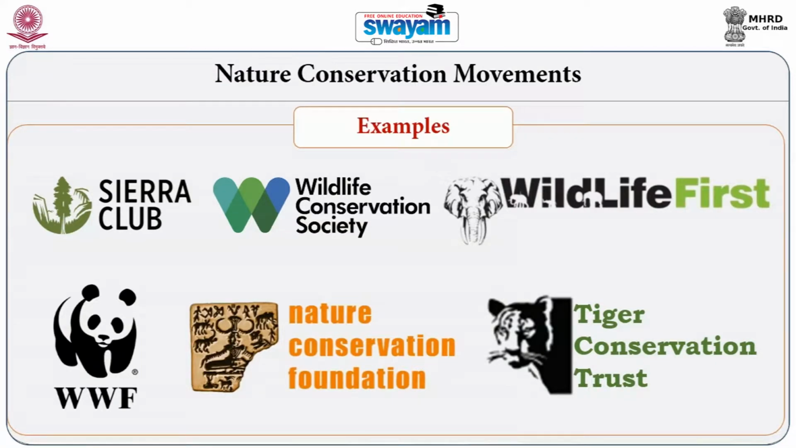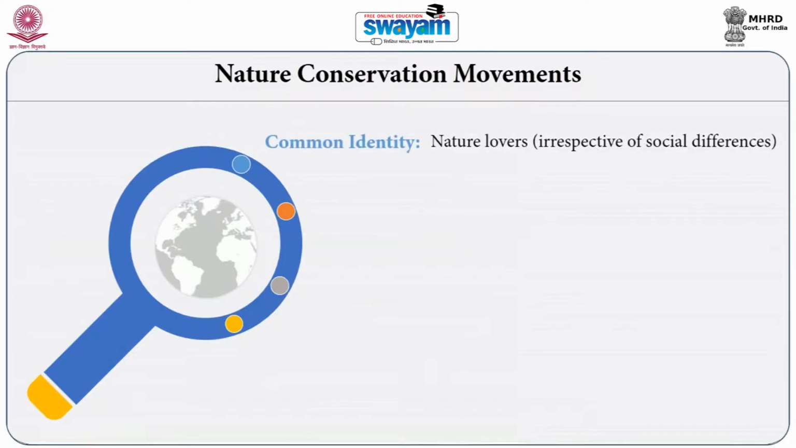So the basic aim of these environmental conservation movements is to conserve the nature, to conserve the wildlife and the nature. What is the common identity that these movements construct? The common identity which helps people to be a part of the collective mobilization is that of their love for nature, their concern for nature. So in that sense, they are nature lovers. So the issues of caste, issues of class, issues of different social categories don't figure prominently here.